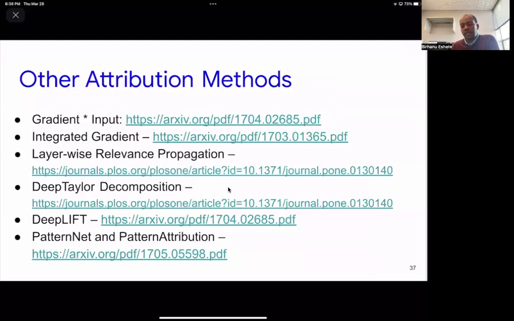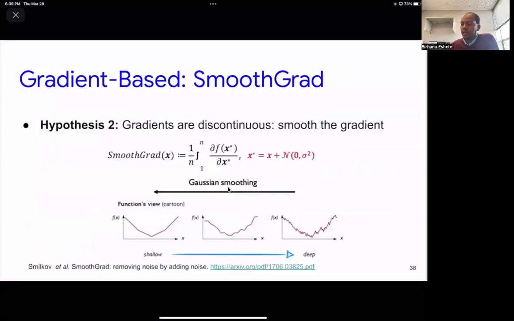But there are other approaches that would do the same thing or serve the same purpose of attributions. For example, multiplying gradient with input is another approach. Integrated gradients, layer-wise relevance propagation, or LRP, deep Taylor decomposition, DeepLIFT, PatternNet, and pattern attribution. So I highlight some of the most widely used ones here. Since we cannot cover every single one of them in one lecture, I just put a set of pointers, and we will focus on some that are worth highlighting here.